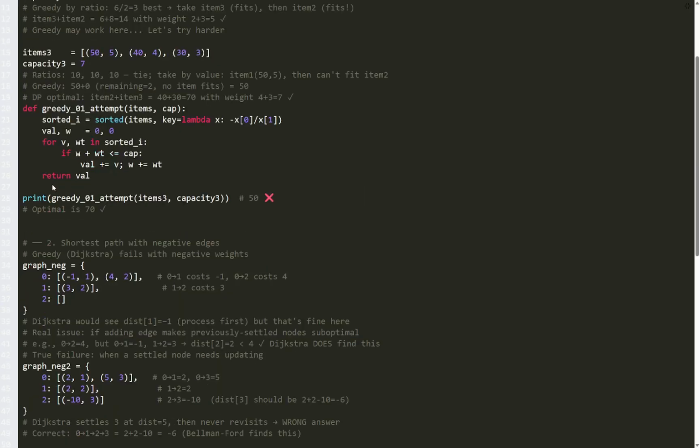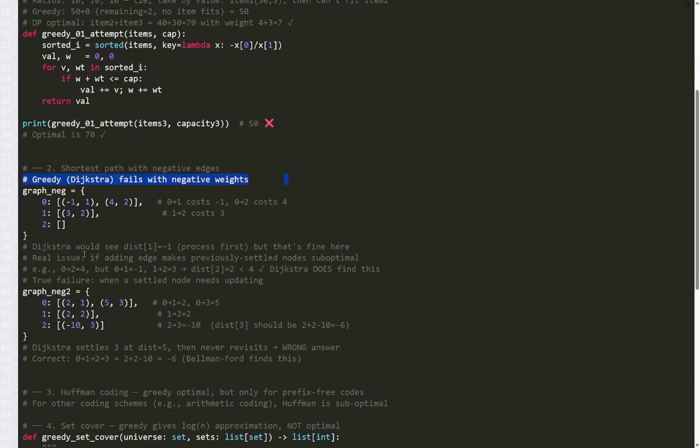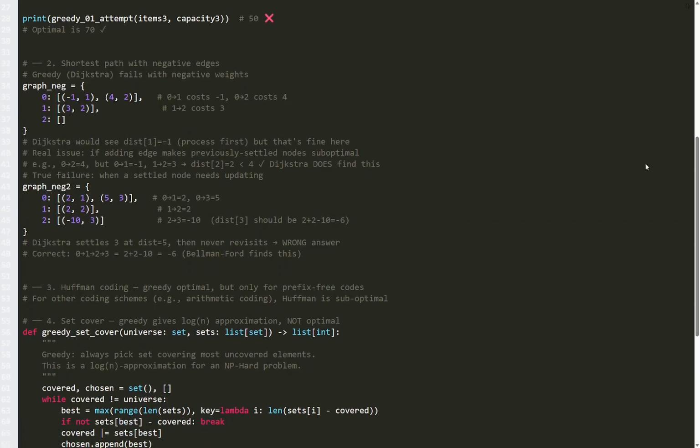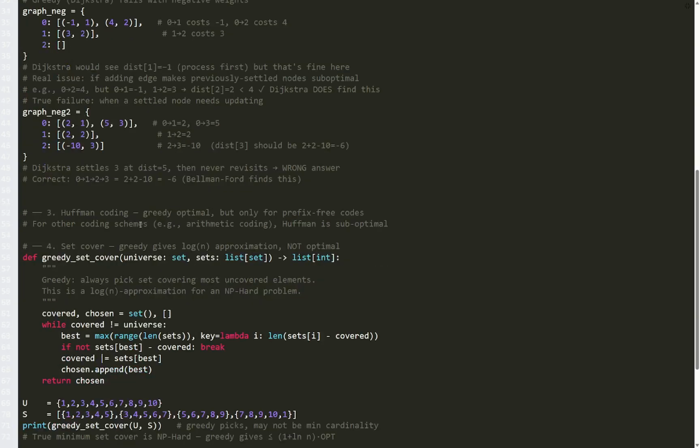Click. Shortest path with negative edges. Dijkstra settles a vertex permanently when it's popped from the heap, assuming no future relaxation can improve it. With negative edges, that assumption breaks. In the second graph, the path 0 to 1 to 2 to 3 has total weight 2 plus 2 minus 10 equals minus 6, but Dijkstra settles vertex 3 with distance 5 on the first pass and never revisits it. Bellman-Ford, which is DP-based, correctly handles this by relaxing all edges V-1 times.